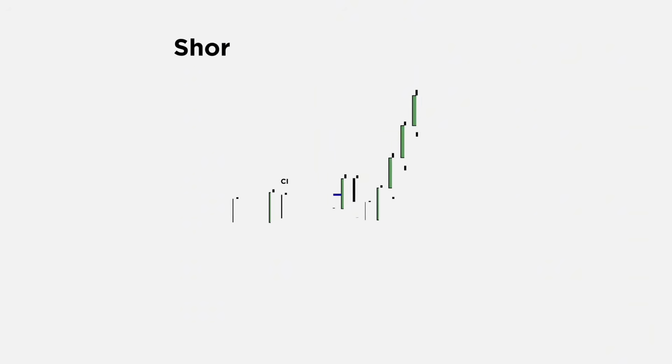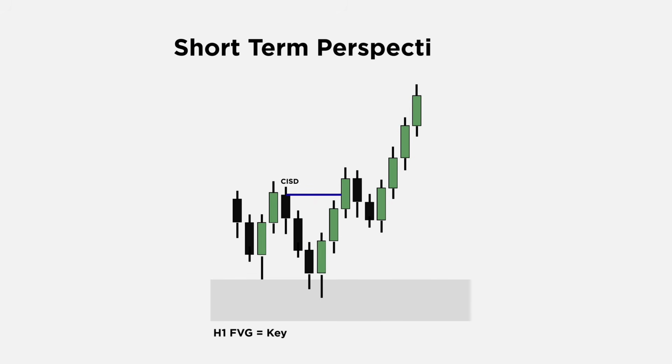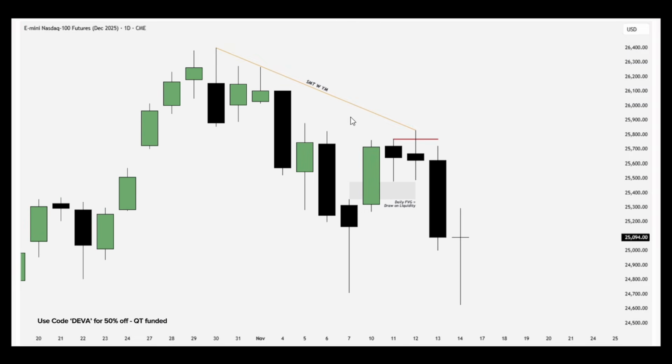Okay, and we switch to the lower time frame, which is the M5. Okay, the short-term perspective. We look for the change in the state of delivery, and that's the entry point. All right, so here we got the Nasdaq chart here. Okay, so SMT at the highs. All right, so we got the daily key level here, and it is the drawn liquidity.